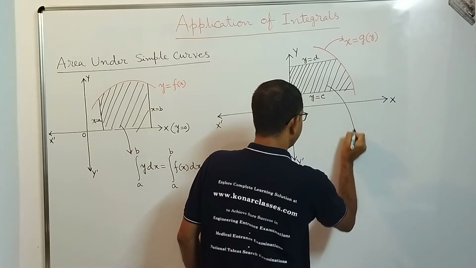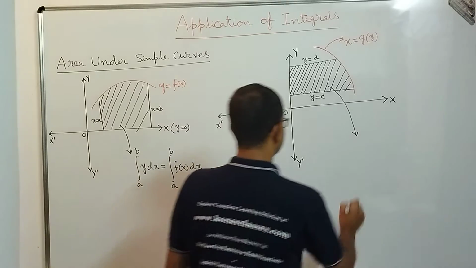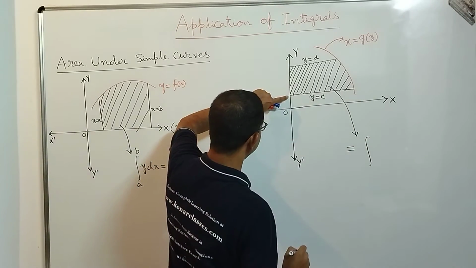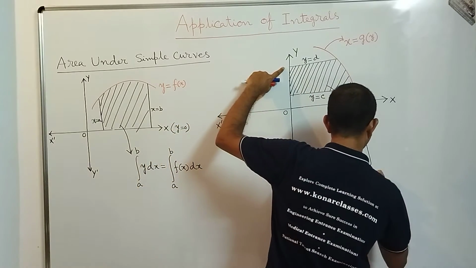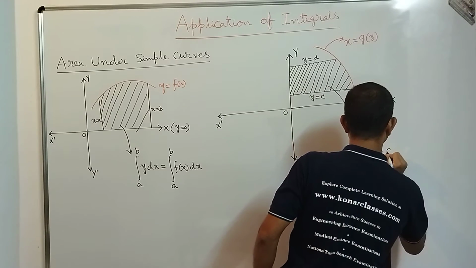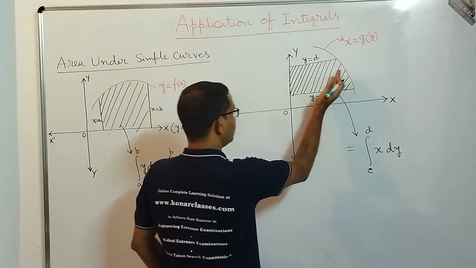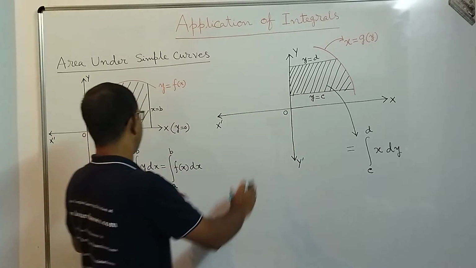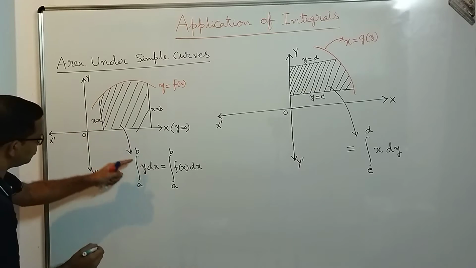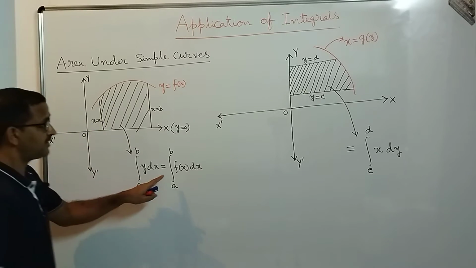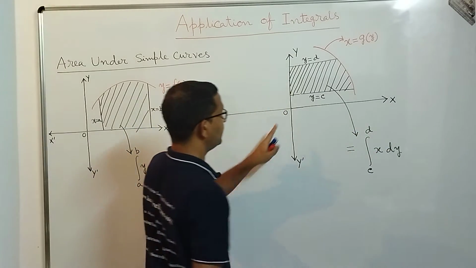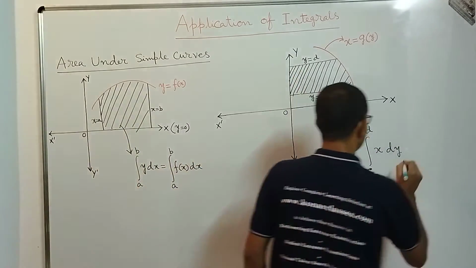So what will be the area of this one, dear students? The area of this region should be the integration, with lower limit c and upper limit d, of x dy, because we are taking strips along the y-axis. Unlike the previous case, where we took strips along the x-axis, so it was y dx, here we are working along the y-axis, so it is the integral from c to d of x dy. What is x? x is nothing but g(y).